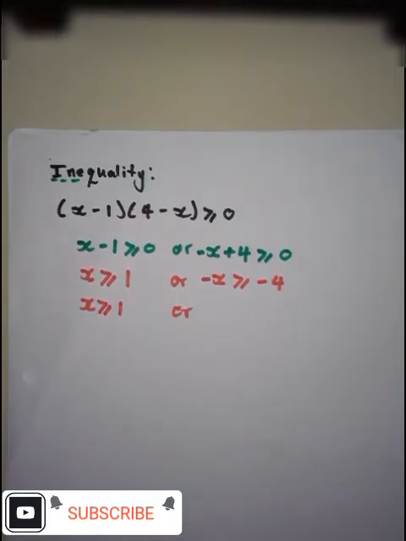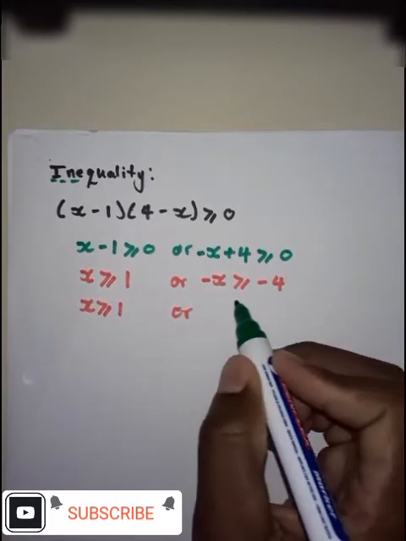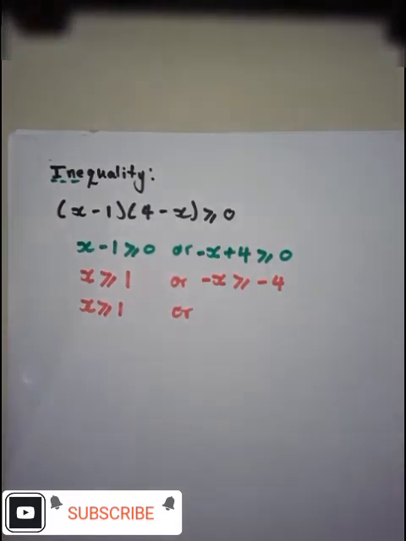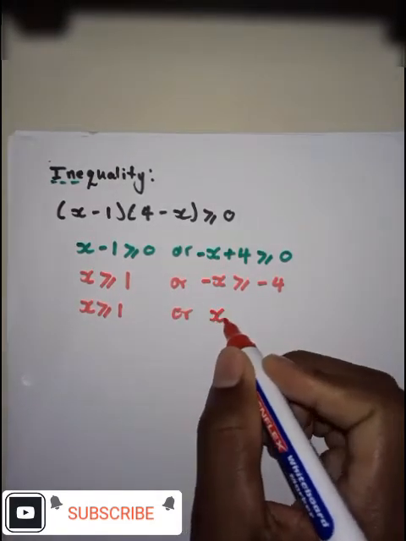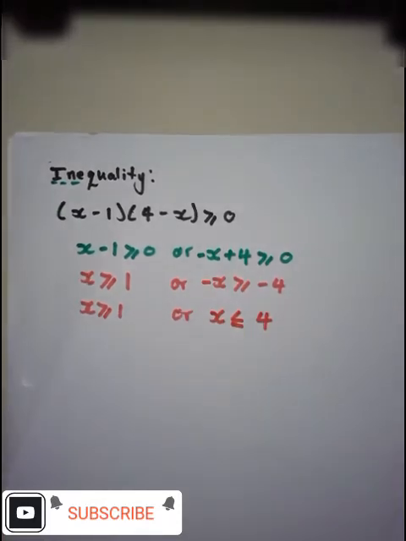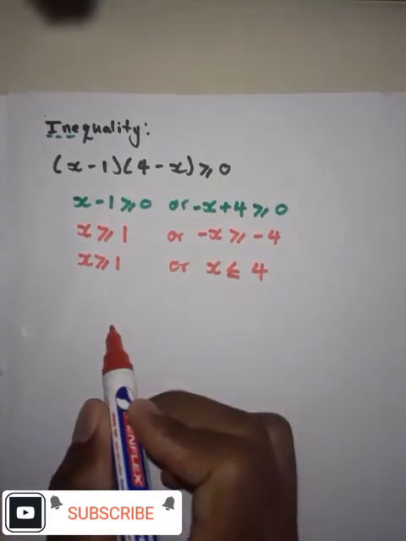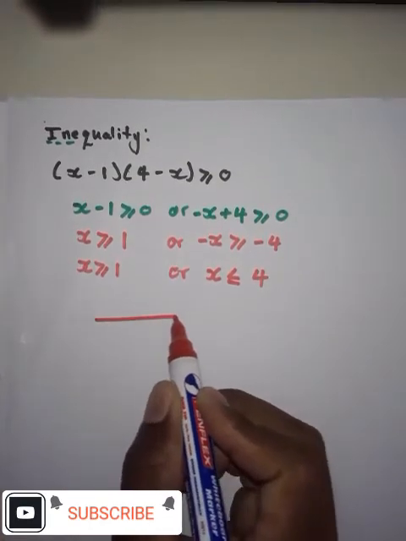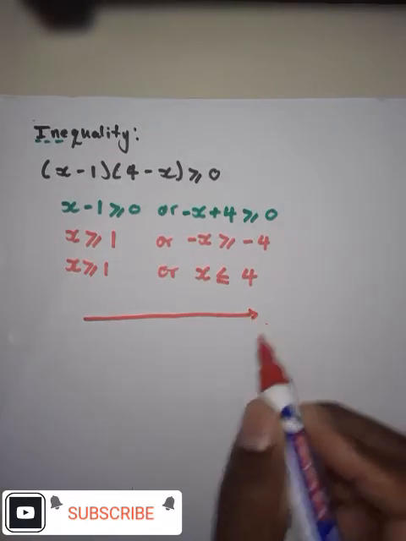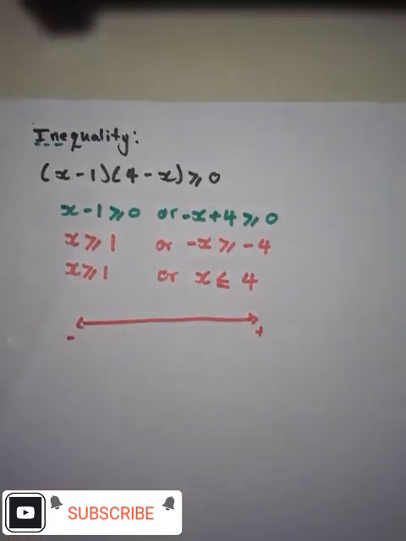When you divide this expression by minus, this greater than sign changes to a less than sign. So we are going to have x is less than or equal to 4, right? So to get full marks, you have to represent this on a number line now. Then you're going to have this as your number line, and this is the positive side, and this is the negative side.